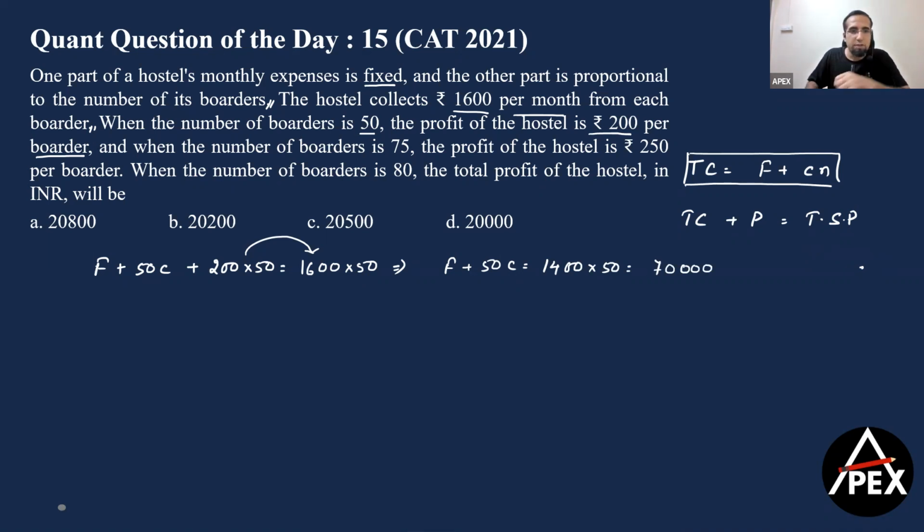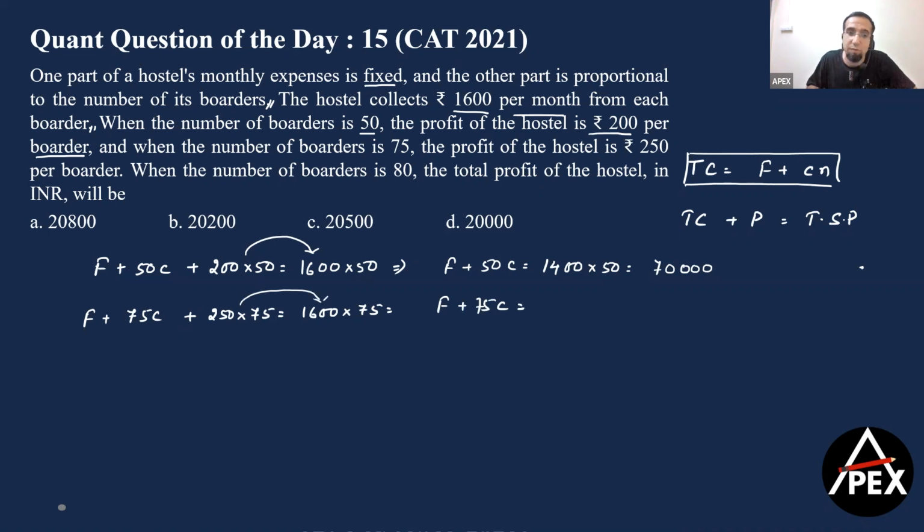Now the second equation says that there are 75 boarders. So F plus 75C, and now the profit is 250 per boarder, that is 250 into 75, which is equal to what the hostel is still collecting, 1600 into 75. So what does this give us? F plus 75C is equal to 1600 into 75 minus 250 into 75. That will give me 1350 into 75.